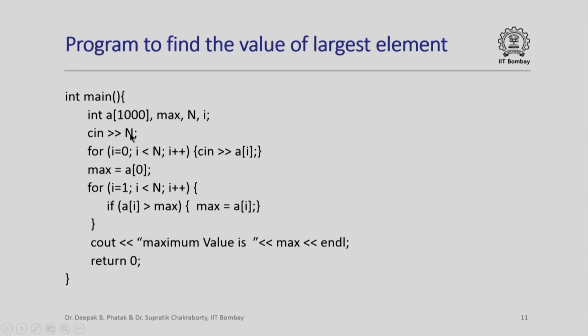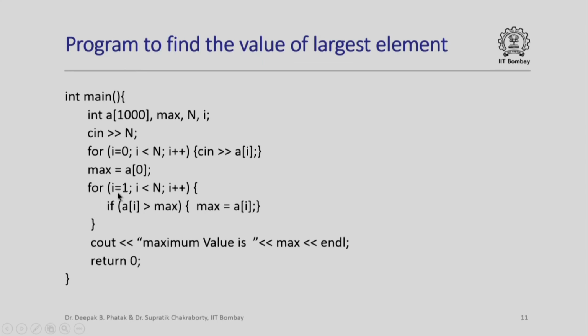We read the value of n, we set up an iteration for I equal to 0 to n minus 1 and read all the elements of A from 0, 1, 2, 3, 4 up to n minus 1. Now, we want to find the maximum, so we assign the 0th element of the array to the variable max, and now we compare this max successively with all the remaining elements. Whenever we find an element of A which is larger than max, we replace the value of max. This is a well known algorithm.